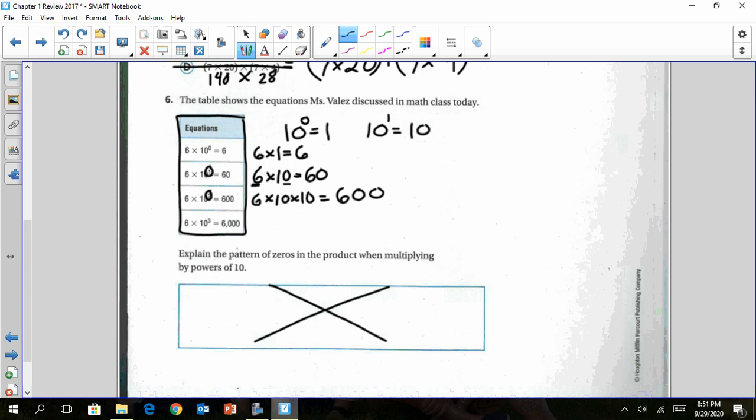And then 6 times 10 to the third power is just 6 times 10 times 10 times 10, or 6 times 1,000, which just gives you 3 extra zeros, a 6 with 3 zeros. So make sure when you're solving those powers of 10 questions that you count how many extra zeros. The exponent will tell you how many zeros in the product. Turn to the next page.